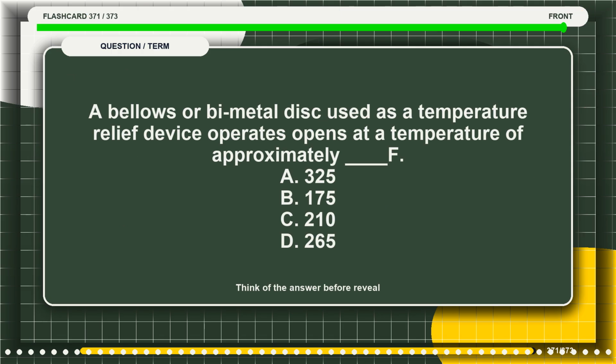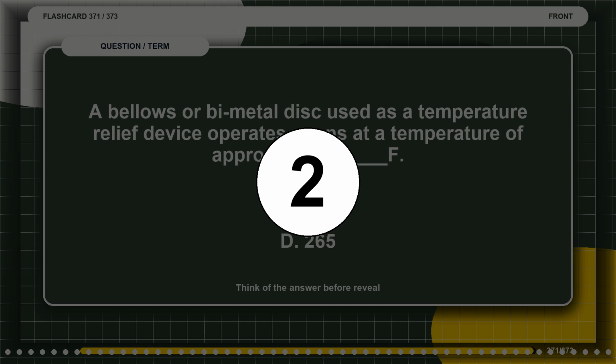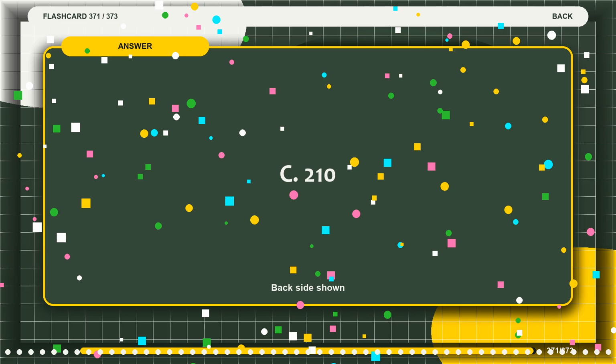Flashcard 371. A bellows or bimetal disc used as a temperature relief device opens at a temperature of approximately blank degrees F. A. 325 B. 175 C. 210 D. 265. Think of the answer before the reveal. The answer is C. 210.